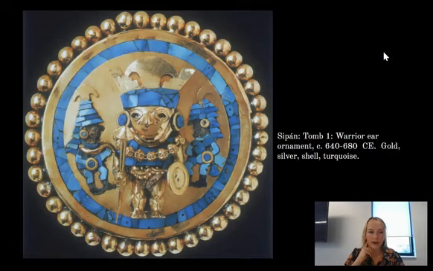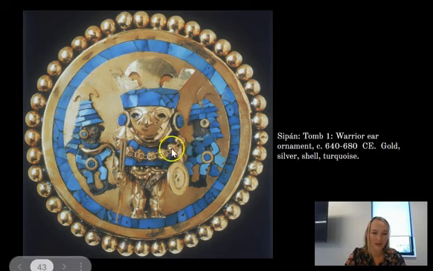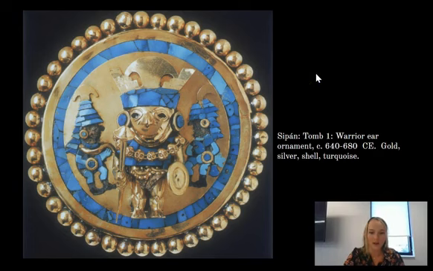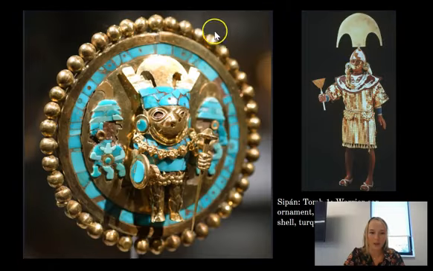This is another ear spool that is very incredible for its three-dimensionality. This one is a warrior, and this warrior is actually wearing very similar attire to what the actual individual was wearing who was buried here. So we see this kind of tumi, or ceremonial shaped knife blade headdress. We have the necklace that seems to be made out of skulls. Here you can see the three-dimensionality of it next to this representation of the Lord of Sipan himself. So there does seem to be a strong correlation between this central warrior figure and the Lord who was actually buried here. Again, this one is also made out of gold, silver, shell, and turquoise.